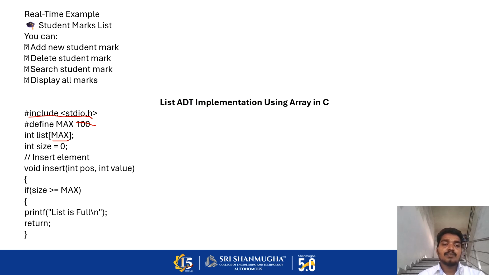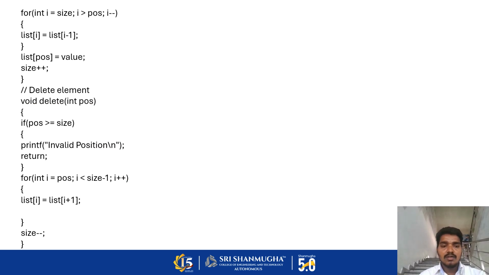Insert the element. First you declare the list, and then you can insert the next value. This function defines the insert element: void insert, taking int position and int value. Next we check the condition: if size is greater than or equal to maximum, the size is 100. Suppose the condition is true, print list is full and return.